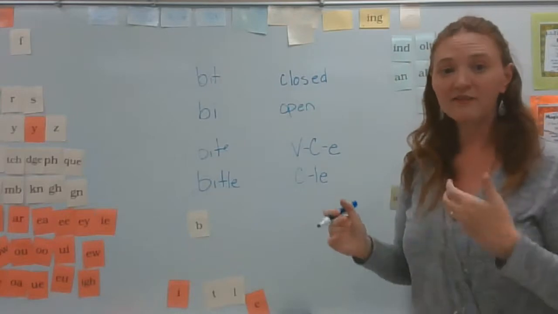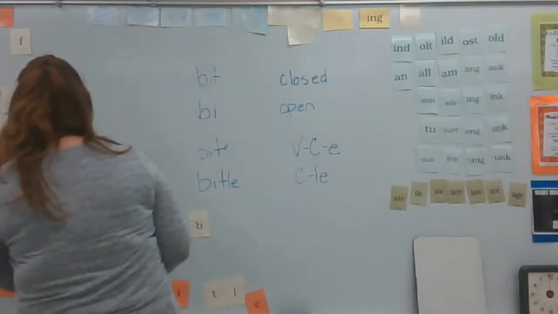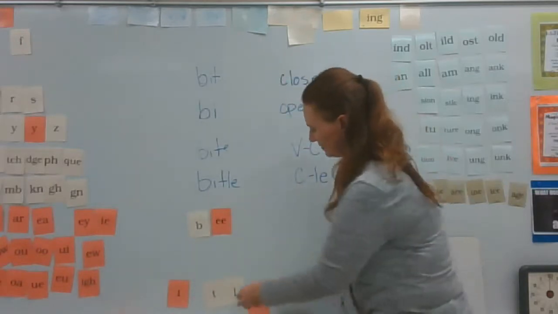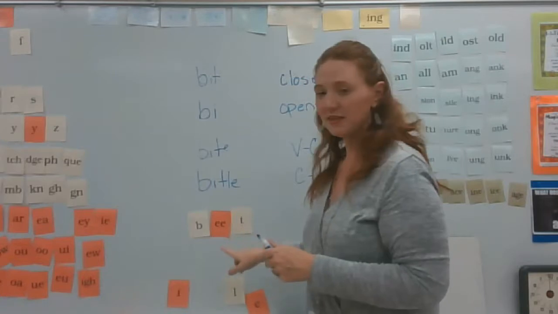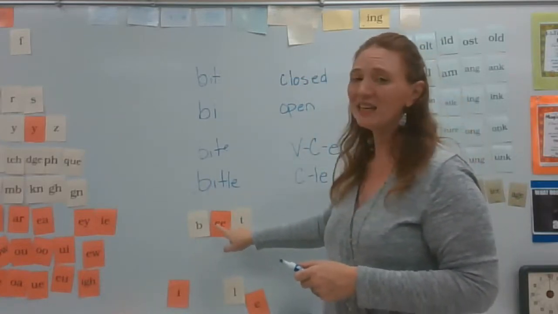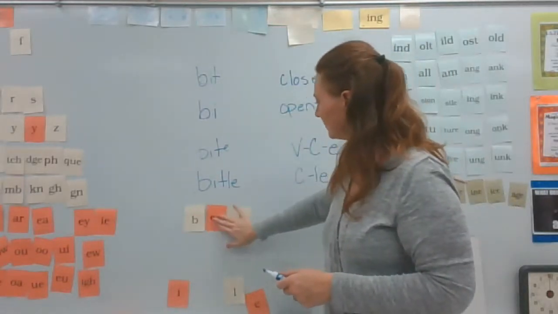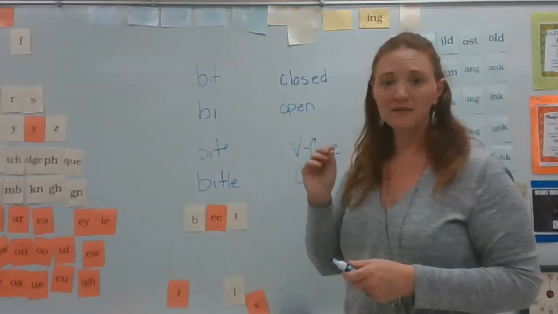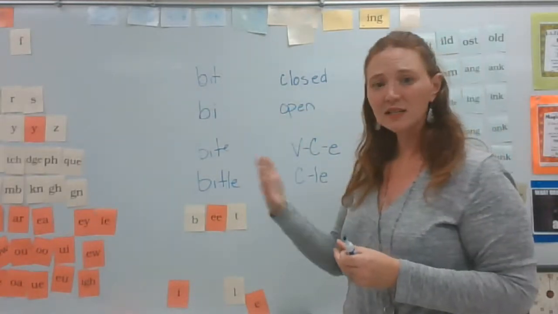is what we call a vowel team. This is when we have two vowels that come together to make one sound. Sometimes the sound is an expected sound, which is what we call a vowel digraph. E comes together, and I hear the long E sound when that happens. Sometimes I will have double vowels or vowel teams that come together that make an unexpected sound.